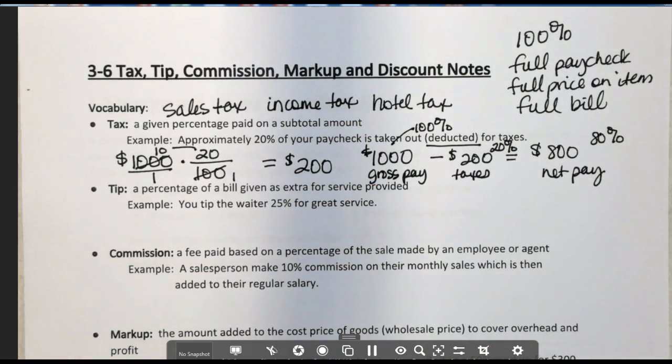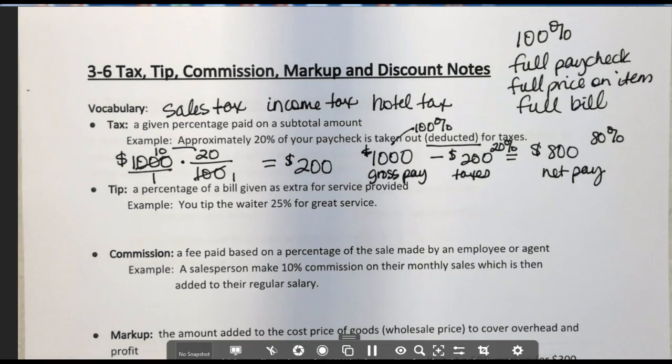Okay. Next thing is a tip. So you've probably heard your parents talk about this when you go out to a restaurant, that you pay tip on a bill. You also pay tips for getting your hair cut. You pay a tip to your Uber driver when he takes you somewhere. I think Uber tips are actually included in their fees. If you go in a taxi, you'd pay a tip to the driver. So it's a percentage of a bill that you give as extra for the service they've provided you.